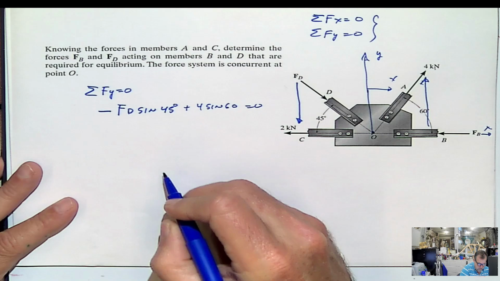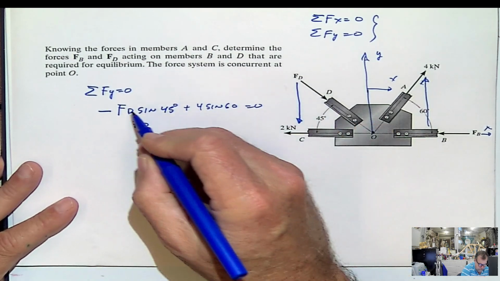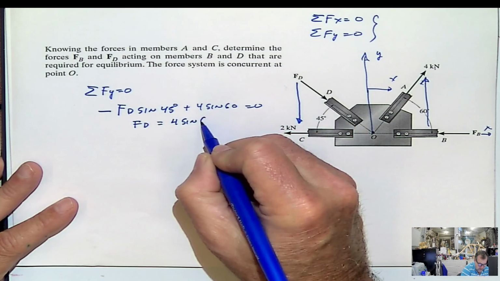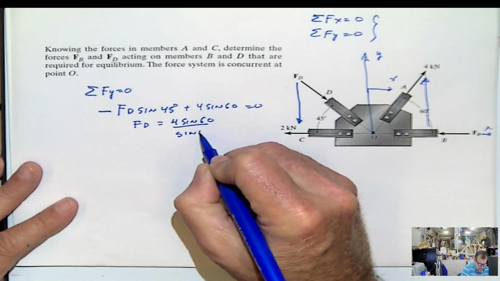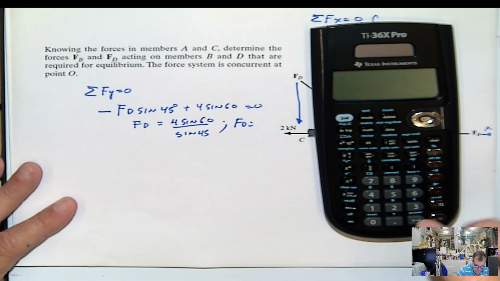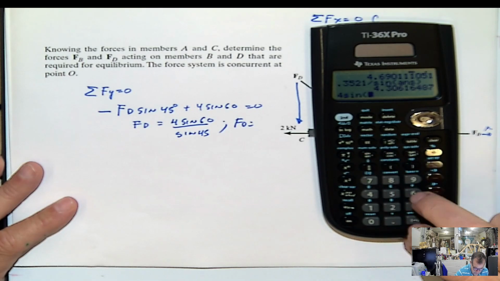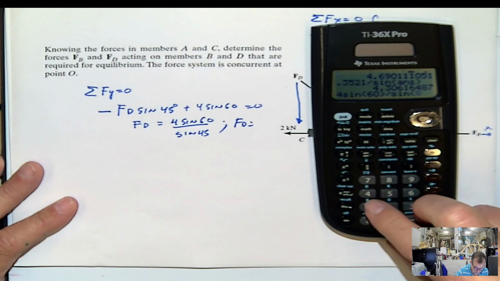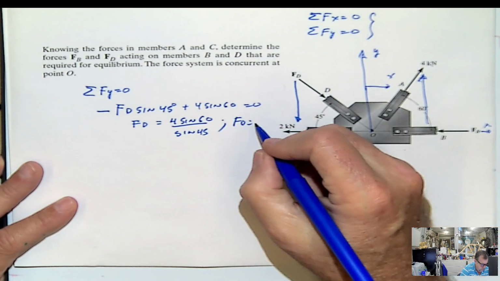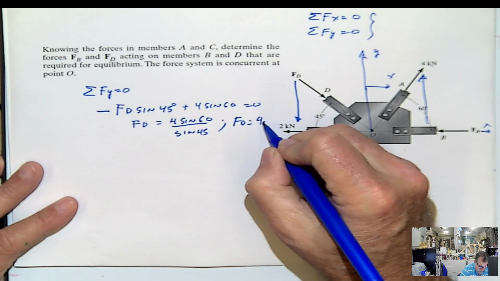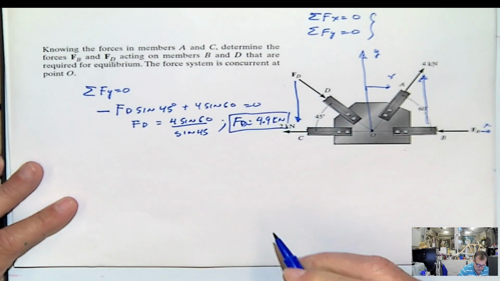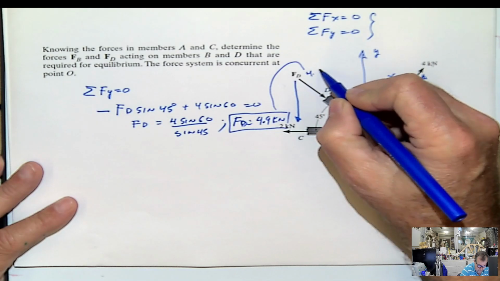equals 0. And then I can say that FD, passing this to the other side, is going to be equal to 4 sine 60 divided by sine 45, or FD equals 4 sine 60 divided by sine 45, 4.9 kilonewton. You see, we already got one of the unknowns. And now I can say, I know this one, 4.9 kilonewton.